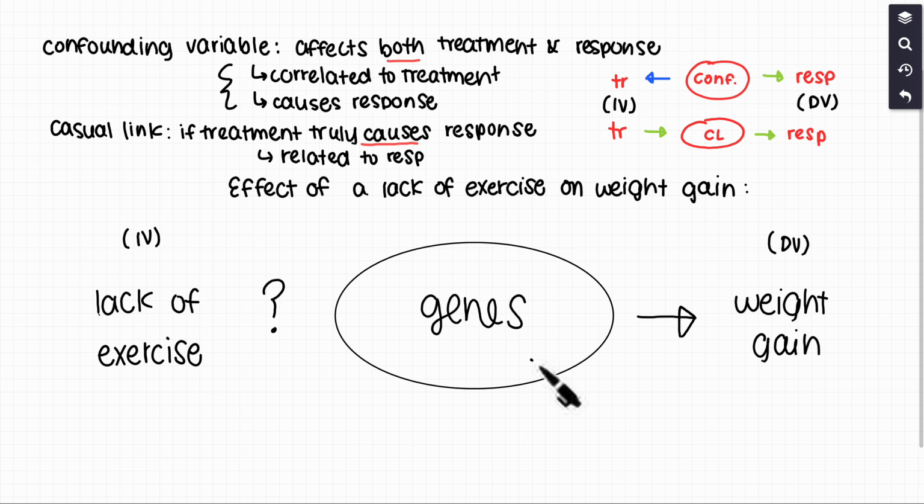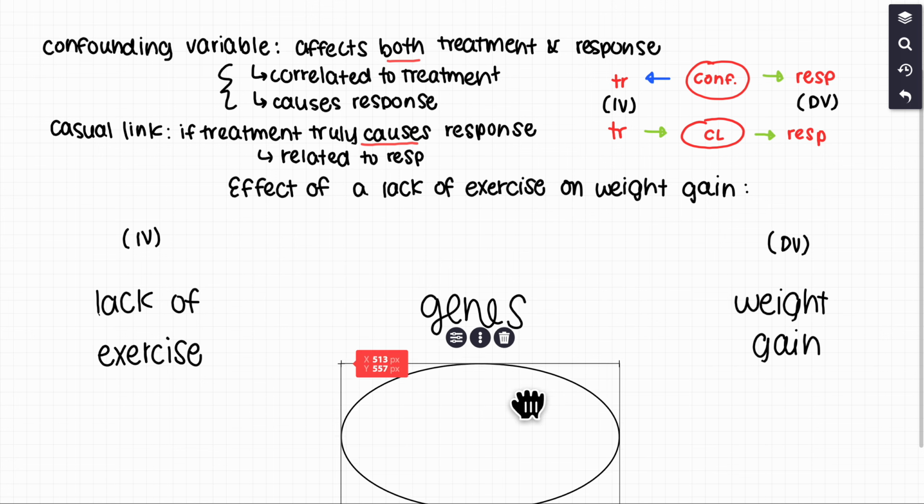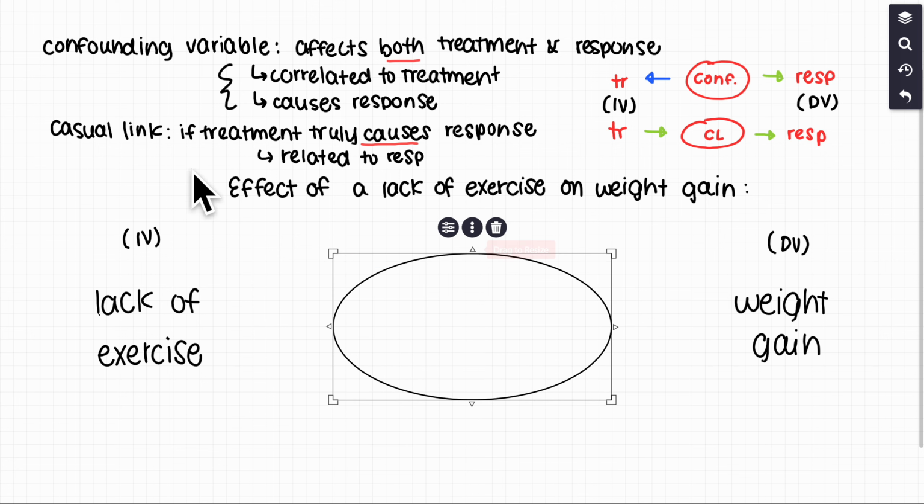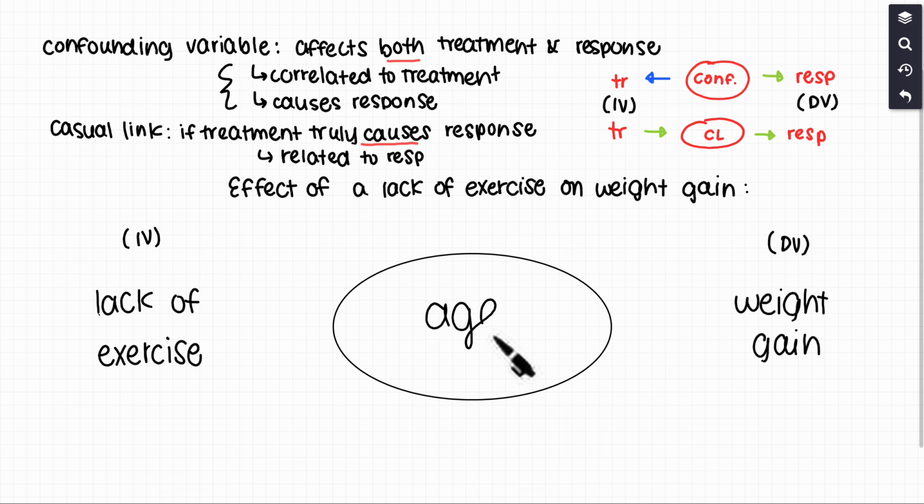And from this diagram, we can see that genes are actually not a confounding variable nor a causal link, because genes aren't even related to the independent variable. There is a connection between genes and weight gain, but there's no connection between lack of exercise and genes. So we have to say that genes is actually neither one of those, which can actually take place. So that's something interesting. And I'm going to reset our diagram, then we can go on to the last variable, which is going to be age. So again, pause and unpause whenever you're ready.